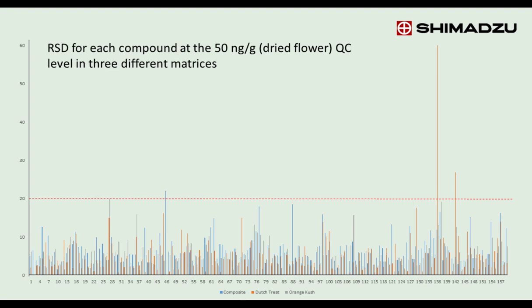And next, we're showing the replicates for the QC samples. The quality control samples are used to verify the method's accuracy, and what we're showing here is for the 3 different spiking levels of QCs, just showing the 50 nanogram per gram level, and we're showing the RSDs well below 20% in 3 different strains.